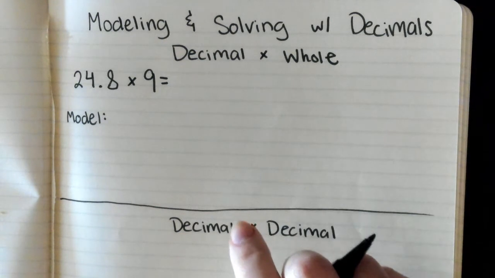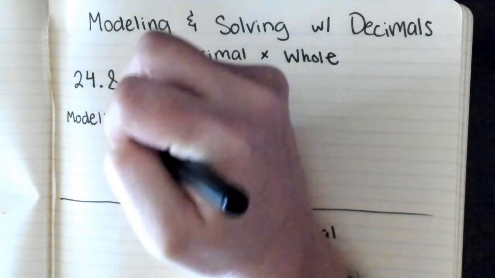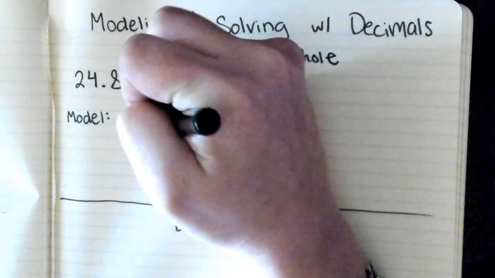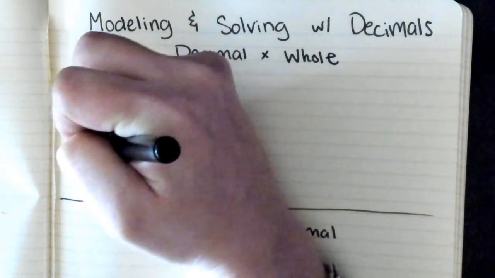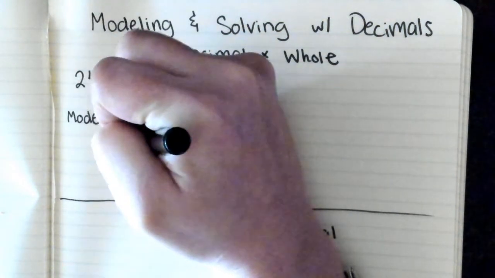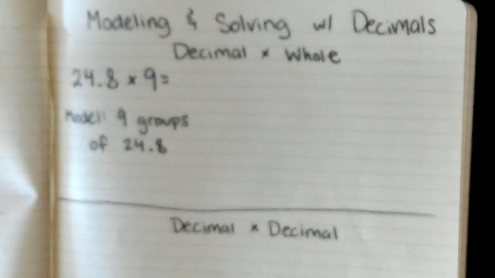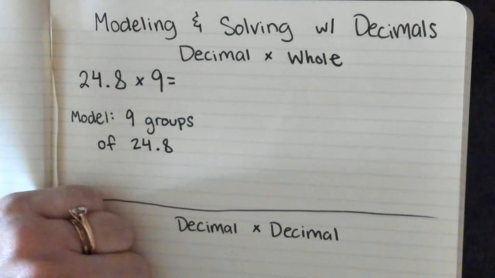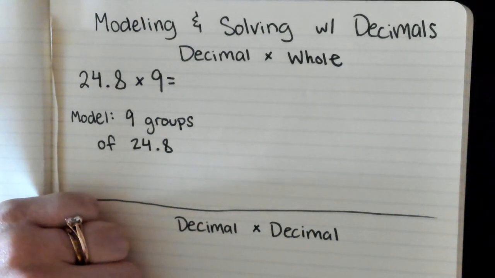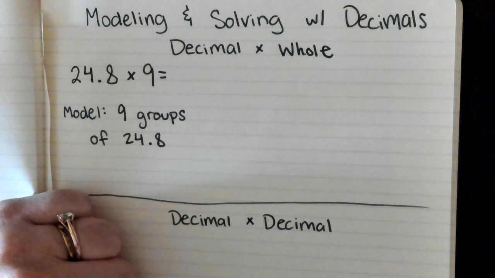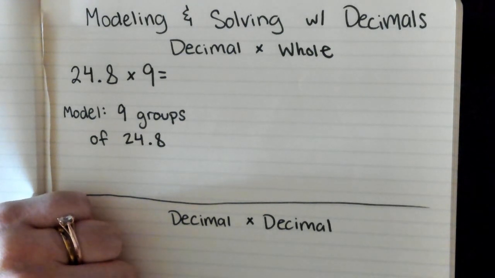But I don't necessarily need to do that. One, it takes a lot of time, it's kind of tedious. So instead we can write what our model would look like. 9 groups of 24.8. That is what our model would look like. Stop focusing. Okay. If I keep a hand in the shot, maybe it'll stop. 9 groups of 24.8.